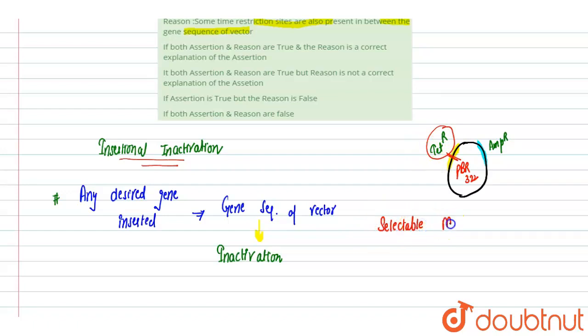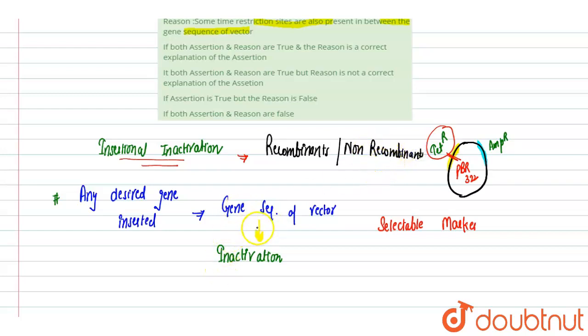In this way, it acts as one of the selectable markers. So this is the selectable marker, and insertional inactivation acts as one of the methods to distinguish between the recombinants and the non-recombinants. It lets us choose between the recombinants and the non-recombinants. So this is a widely used method to distinguish recombinants and non-recombinants.